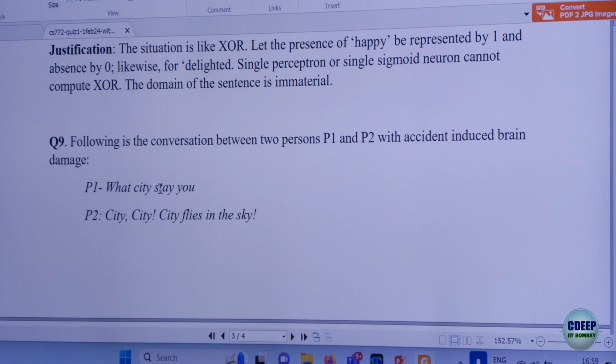Okay. Then the following is the conversation between two persons, P1 and P2, with accident-induced brain damage. Lot of talk going on there. Can you please be silent?